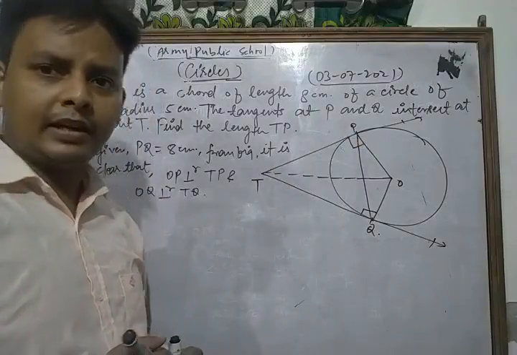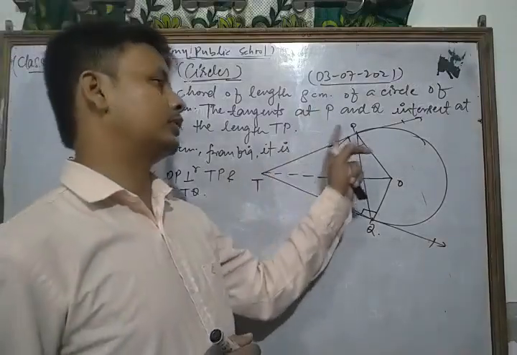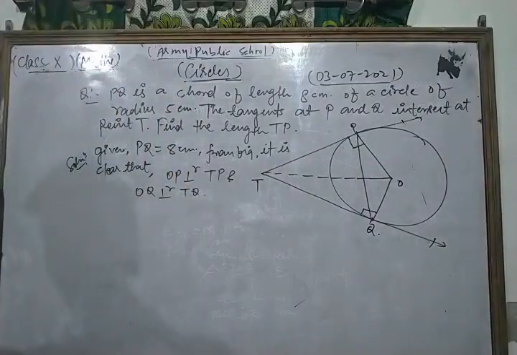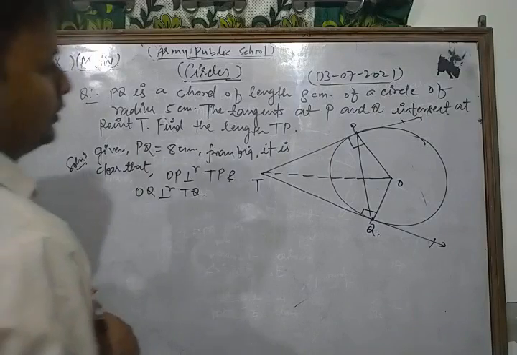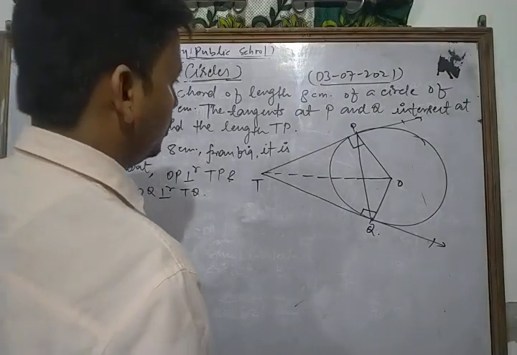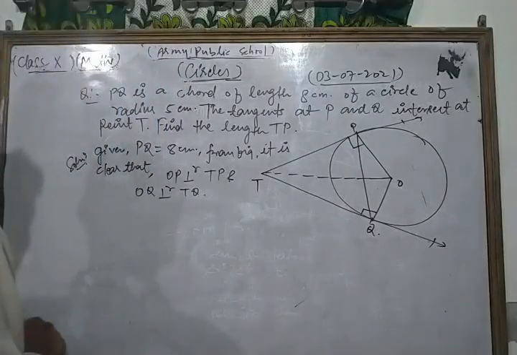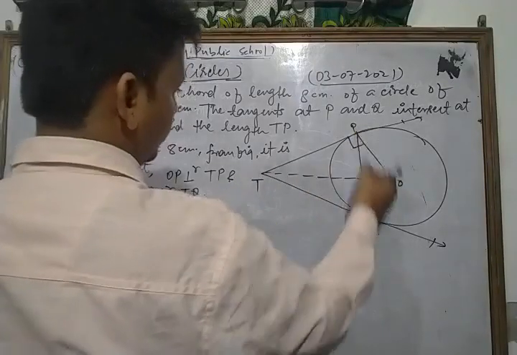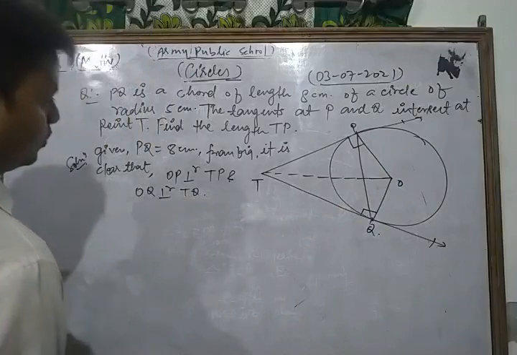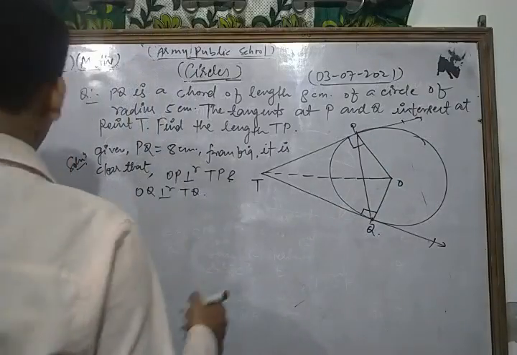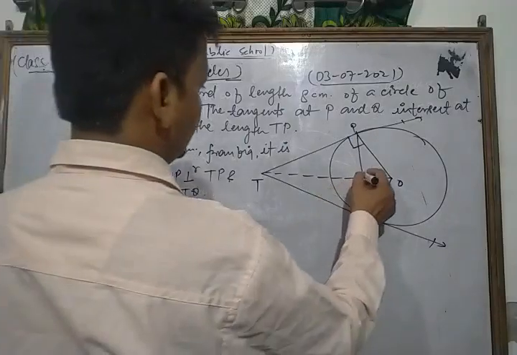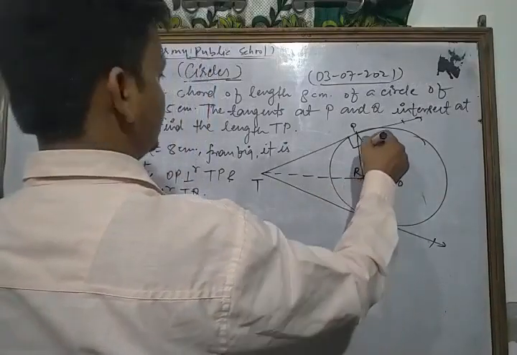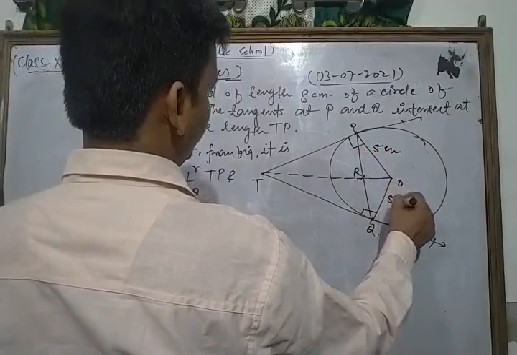Dear students, you know very well that the lengths of tangents drawn from an external point to the circle are equal to each other. And PQ is given as 8 centimeter, and we know that OT is the perpendicular bisector of PQ. Let us take this as the point R, and the radius of the circle is 5 centimeter, so this is also 5 centimeter.